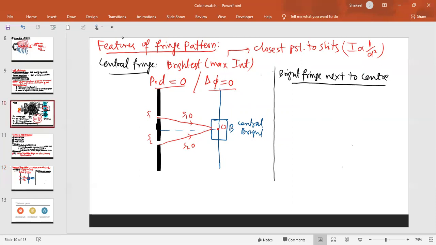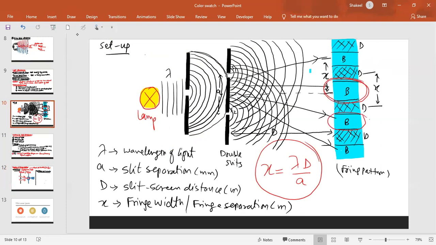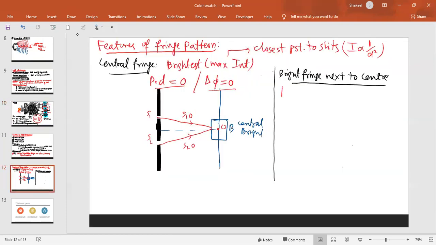And let me take you back, and I am talking about this one. This is N1. N1 means the first bright fringe after the central one. For that, the path difference is 1 lambda, or the phase difference is 2 pi radian.